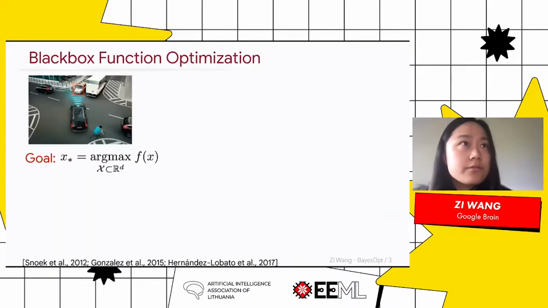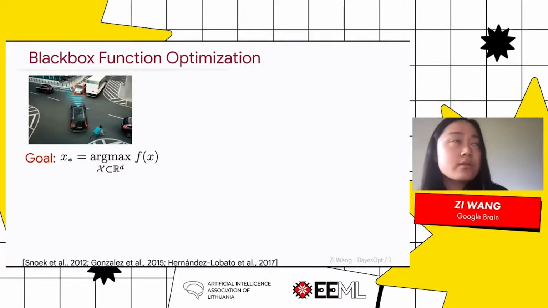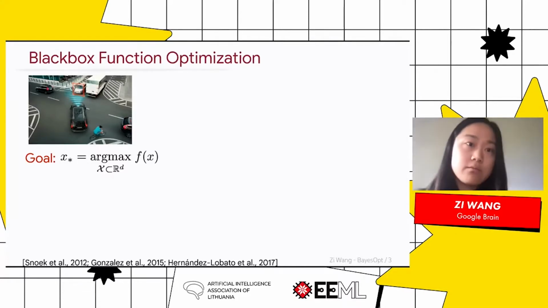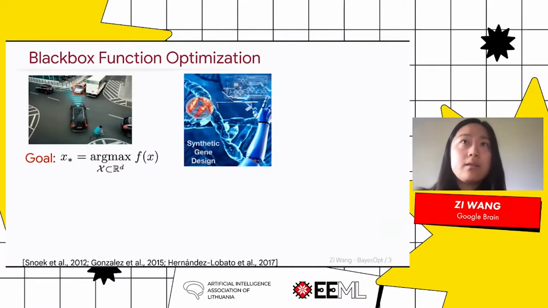This kind of problem actually appears in a lot of different scenarios. For example, in autonomous driving, we also have a lot of parameters to tune, which have a very big impact on how well it performs. In biology, for example, when people do something like gene design, it exactly follows this paradigm, where it's really about how you design the experiment in order to find the gene that you want.